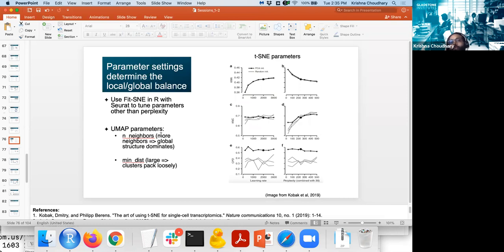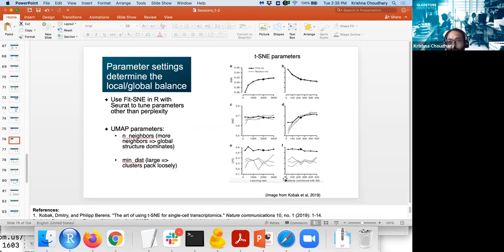So if you set it to the number of cells in your data, let's say you have 10,000 cells, so you set it to 10,000, then basically you will be running a PCA-type thing, because all cells will be each other's neighbors. And you will be working on global structure instead of local structure. So that's what it means.